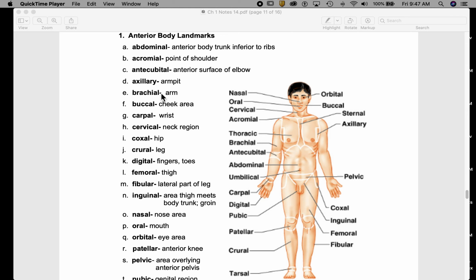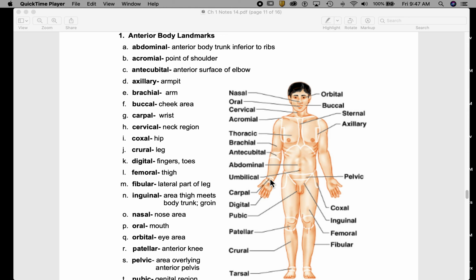Brachial means arm. This whole region up here is your brachial region, and it's pointed right here. So this is all brachial. There's a brachial artery in here. There's brachial muscles in here, so that's brachial. Buccal, this is the cheek here. We actually have a muscle called the buccinator that's named after this region. So buccal is your cheek area.